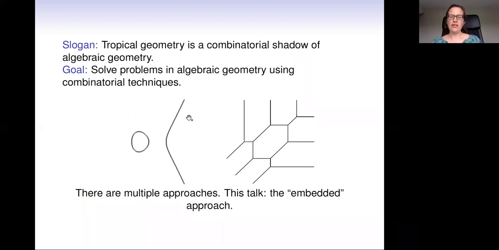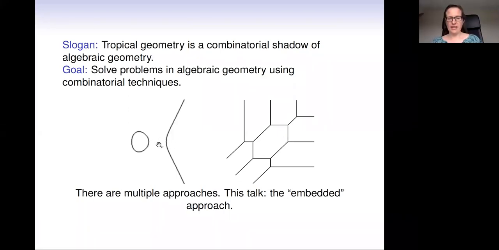But the idea here is we might have an object from algebraic geometry, like an elliptic curve, which is shown on the left, and we want to know something about it. Tropicalization is going to be a procedure that takes this variety and converts it into a combinatorial shadow. So the combinatorial shadow is going to be this picture on the right, which is what we call a tropical elliptic curve.